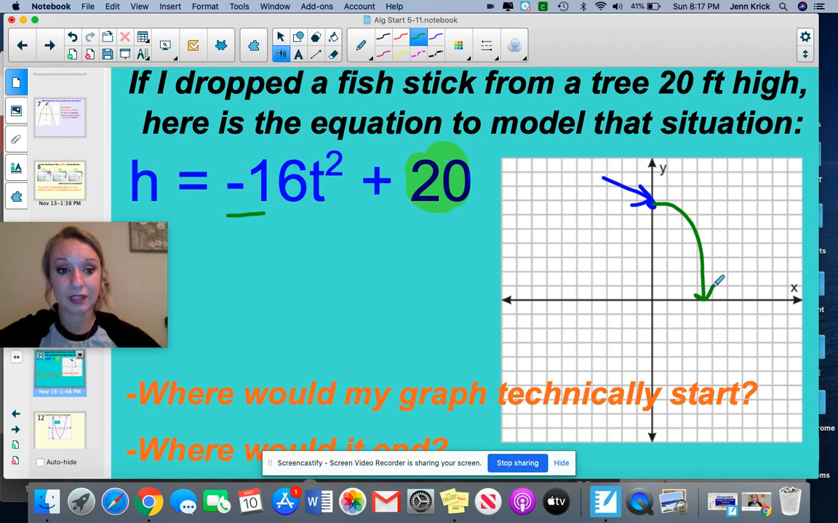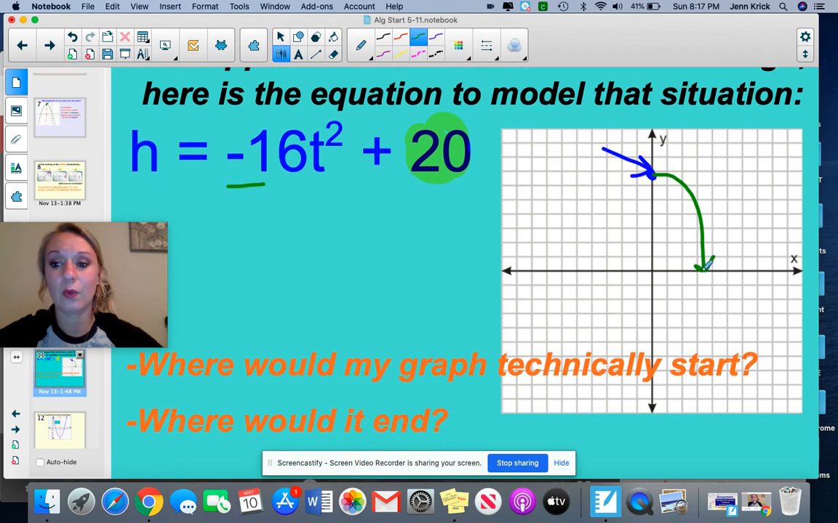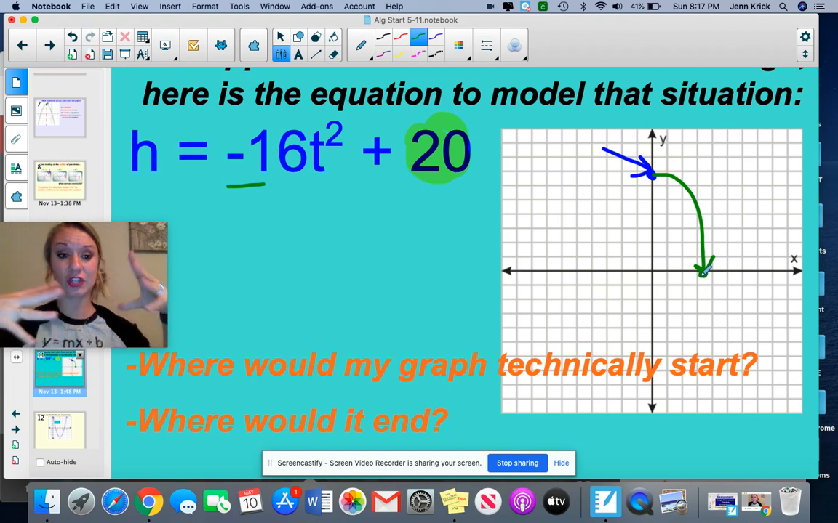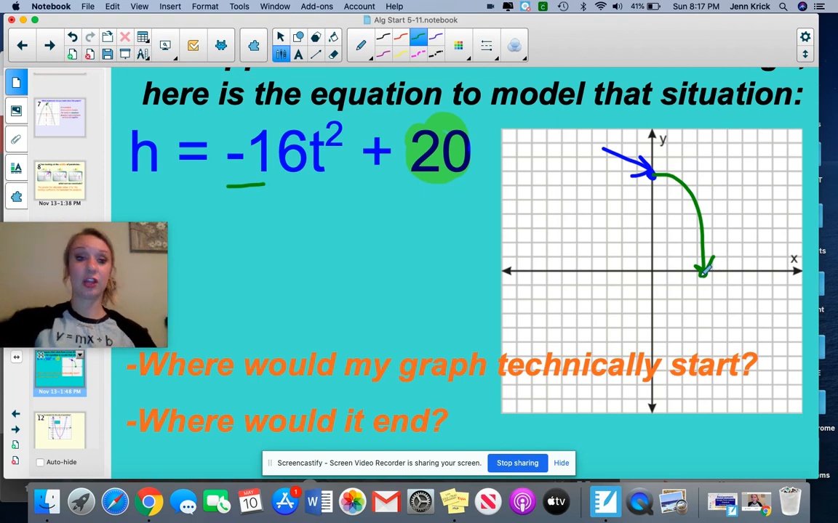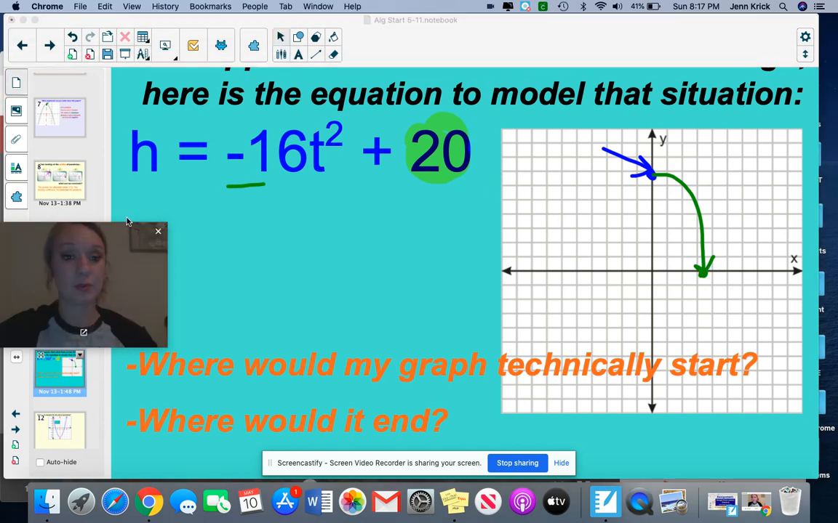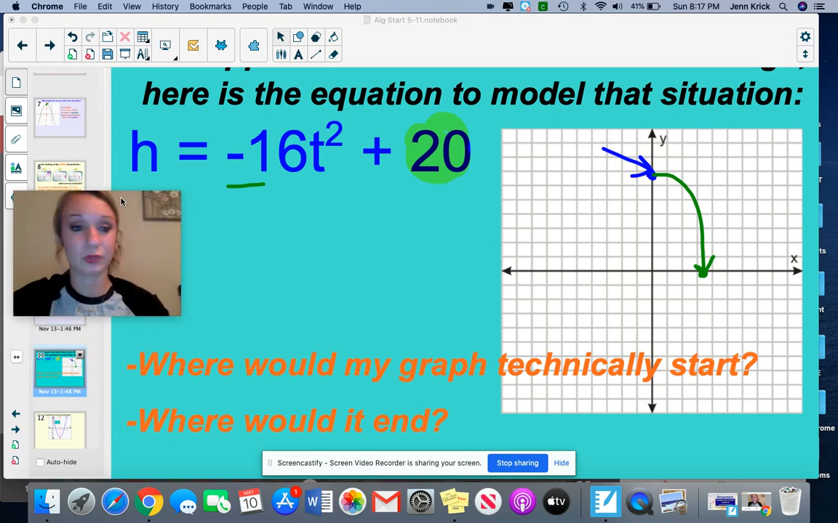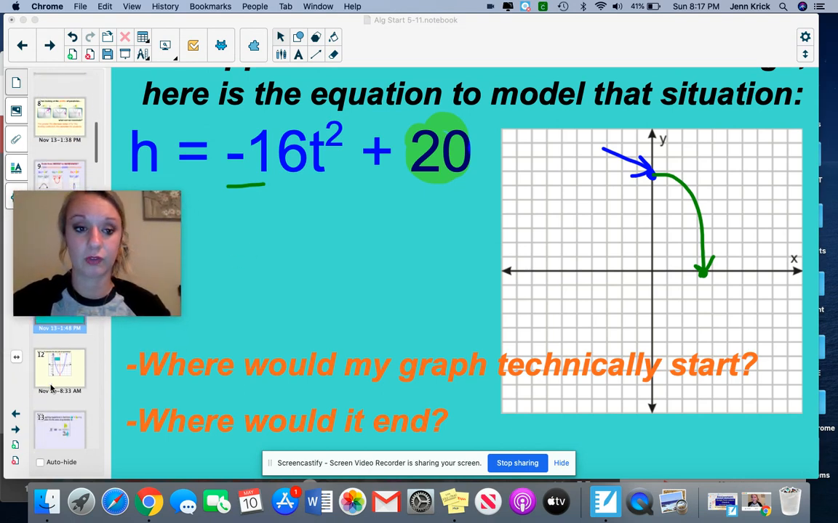Now, kids always get confused and they're like, why would it end right here? But if you think about it, can a fish stick go through the ground? Well, no, because this isn't Fantasyland. So you're starting at a tree at 20 feet, throw it down, it stops at the ground. I know it seems very random that I'm throwing this in here, but I just wanted to make sure that you saw how some real world situations can be represented by a quadratic function. And that's really all that you need to work on for there.